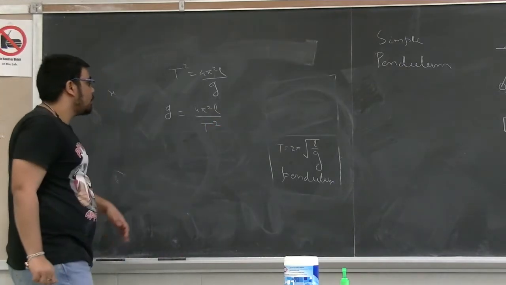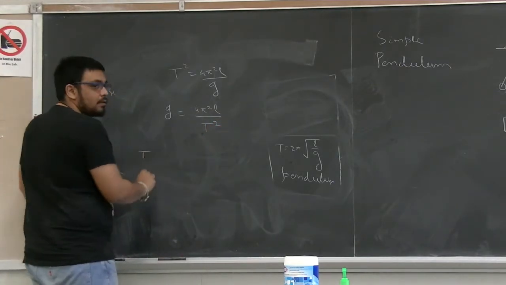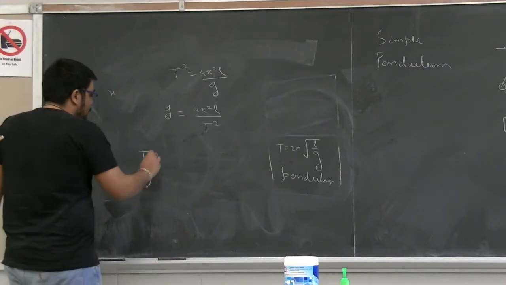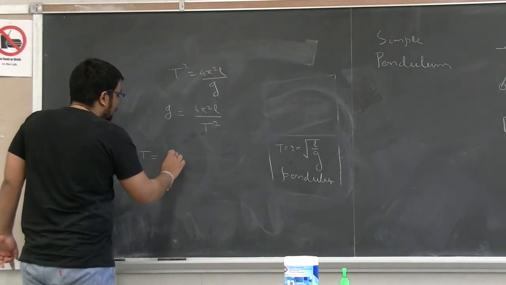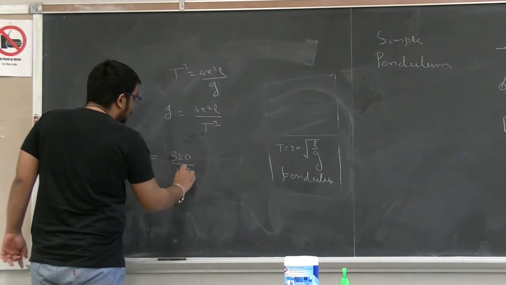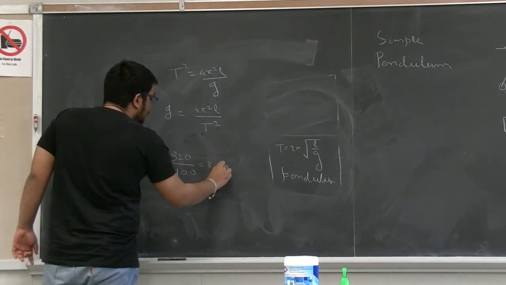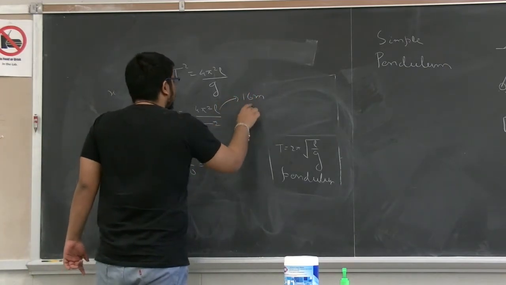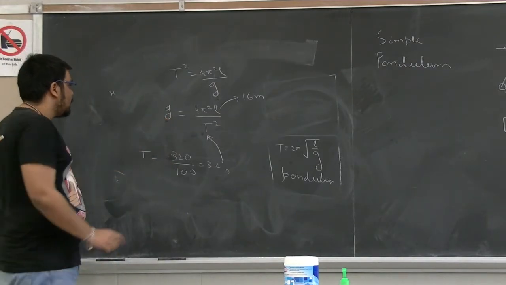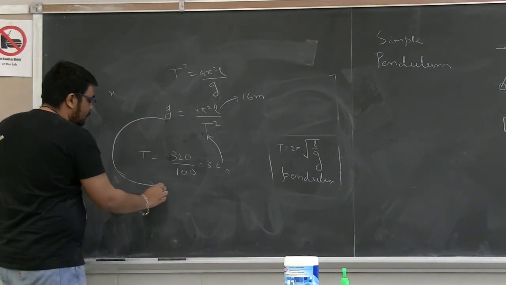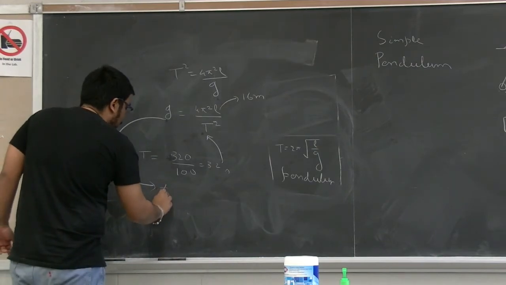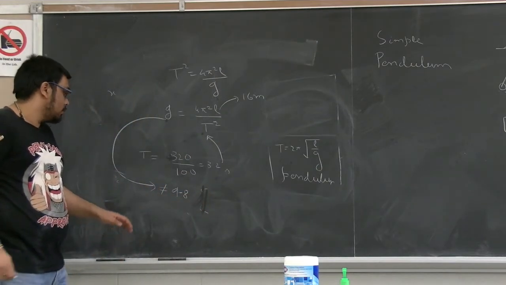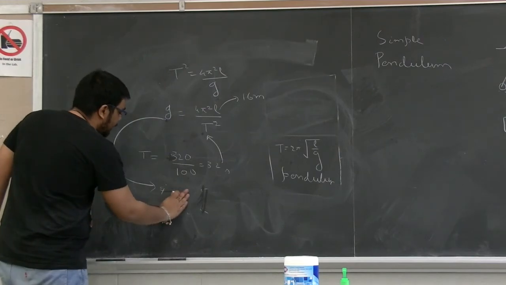So then T is just, it's given that the pendulum completes 100 oscillations in 320 seconds. So T is just 320 divided by 100. That's just 3.2 seconds. So we plug that here. The length is given as 1.6 meters. So we plug that here and calculate g for that planet. And this g will probably be different, will not be equal to 9.8, because it's a different planet. So you have to plug in these numbers and find the actual value of g.